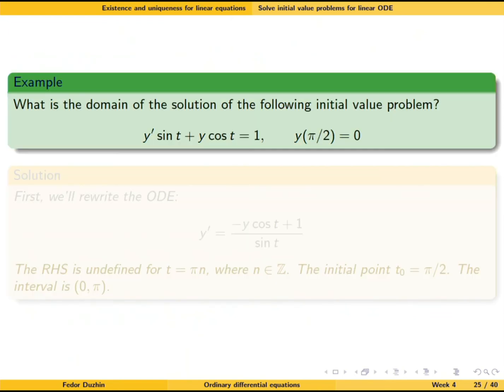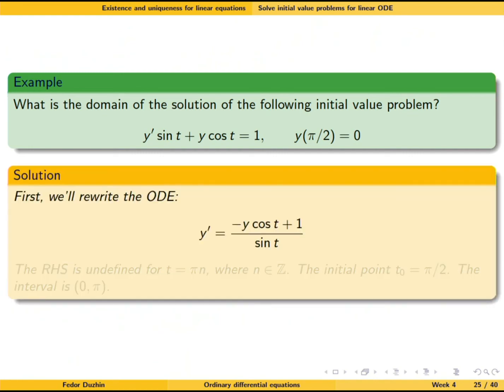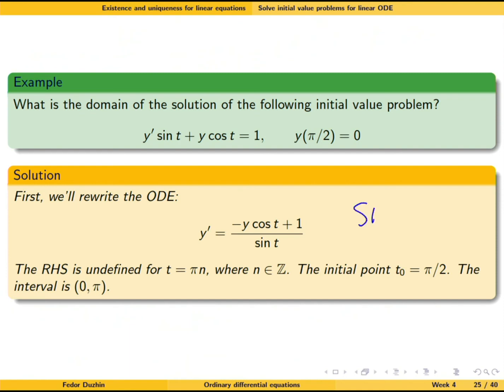And so here is an example. So suppose that we want to find the domain of the solution of an initial value problem for a linear differential equation. So this theorem tells us that we can do it without even solving the equation first. So first we need to rewrite it into this form where it is resolved in y prime. But then notice that the right-hand side now is undefined whenever sine t is 0. So whenever sine t is 0, there is 0 in the denominator, so the right-hand side is undefined.